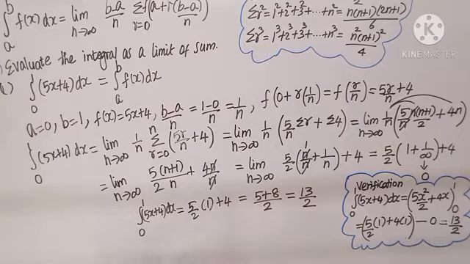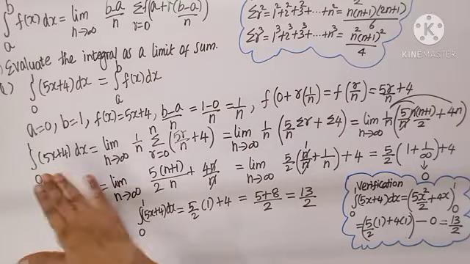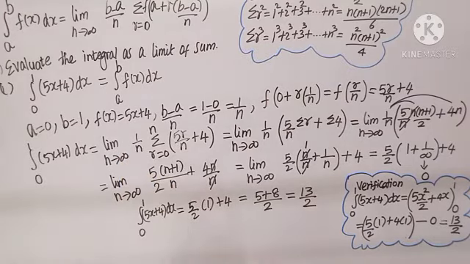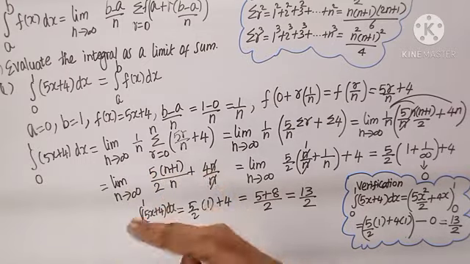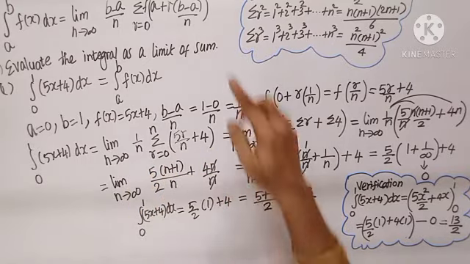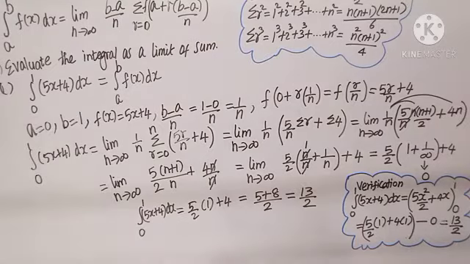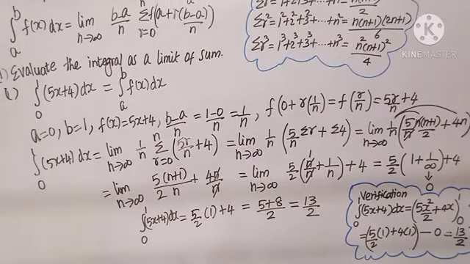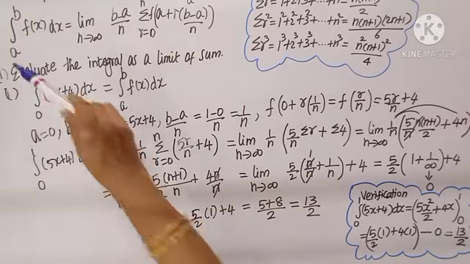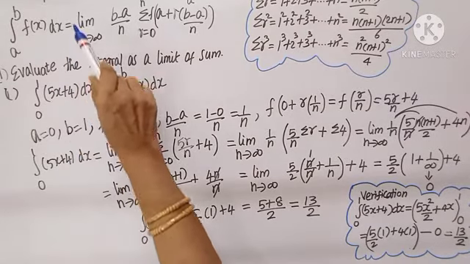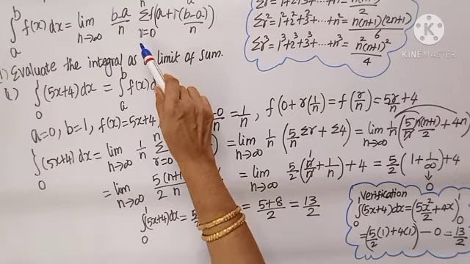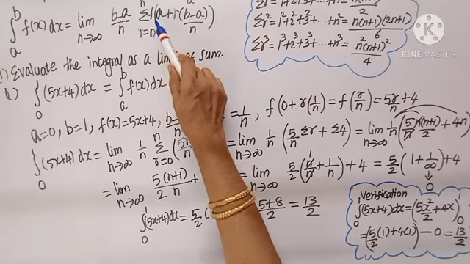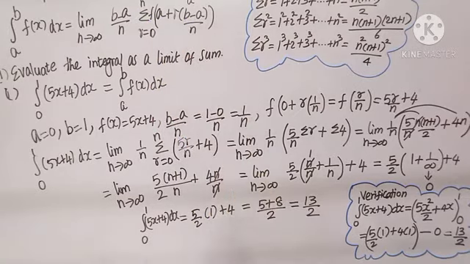So here we have done integration as a limit of sum. Limit n tends to infinity. So summing up to infinity is nothing but integration. Just quickly recall the steps. The very first thing we must remember is the formula: integral a to b f of x dx is limit n tends to infinity, b minus a by n, sigma r from 0 to n, f of a plus r into b minus a by n.